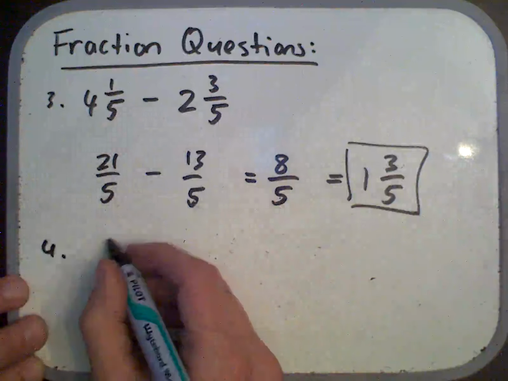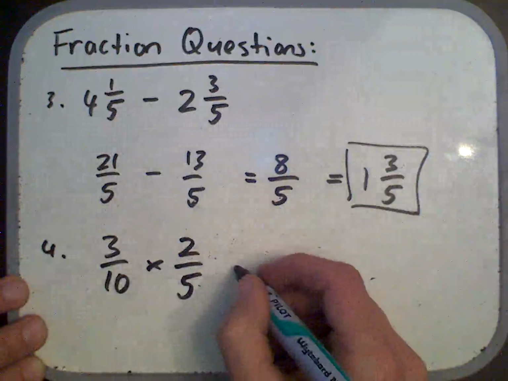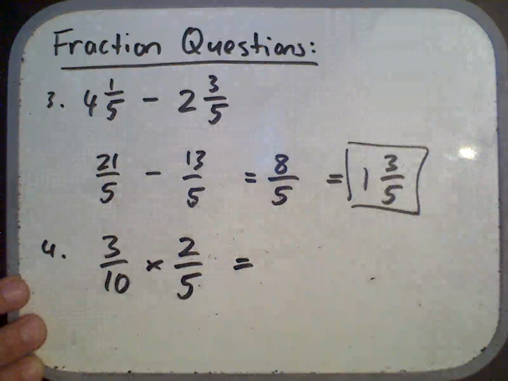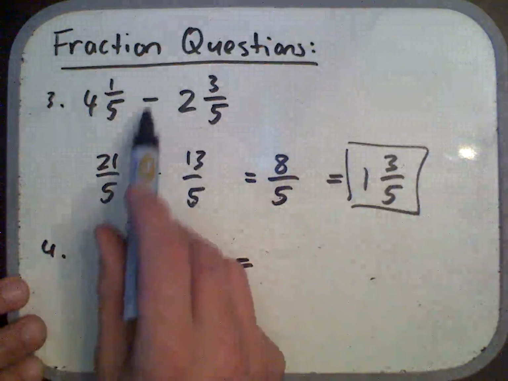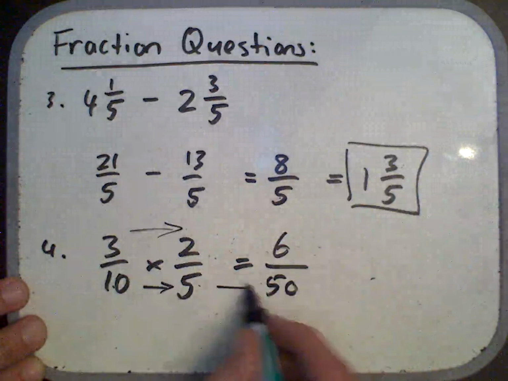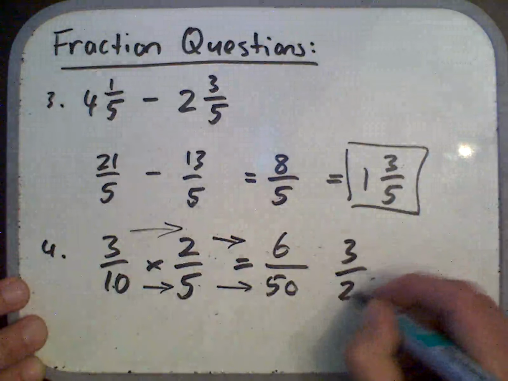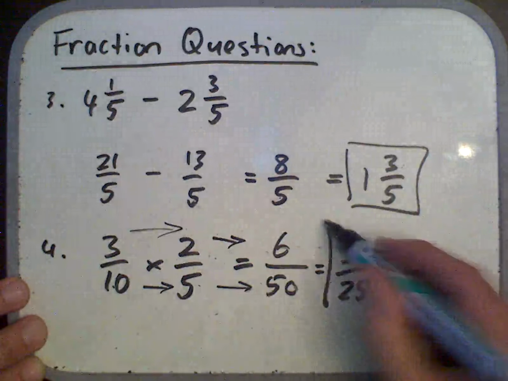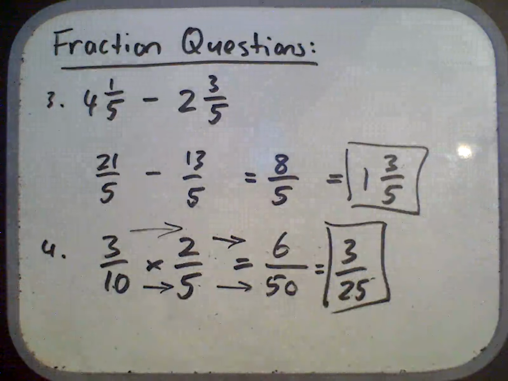Number 4, 3/10 multiplied by 2/5. So when we're multiplying fractions, the denominators don't need to be the same, whereas when we're adding or subtracting, they had to be the same. So up here, 3 times 2 gives us 6. 10 times 5 gives us 50. So there we have there. And we can simplify this by halving each one. That's 3 over 25. But we can't go any further than that. And there is our simplest form for that multiplying fractions.